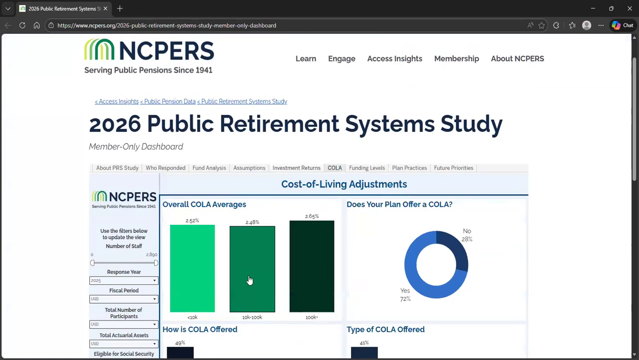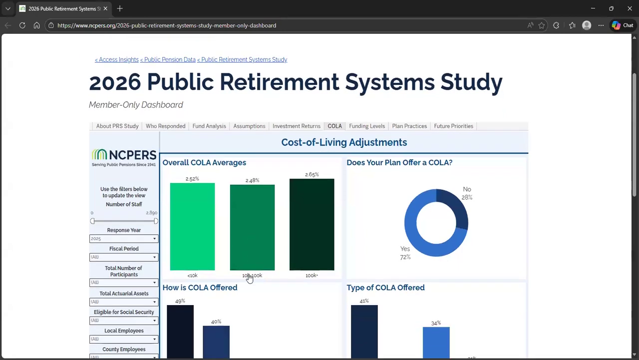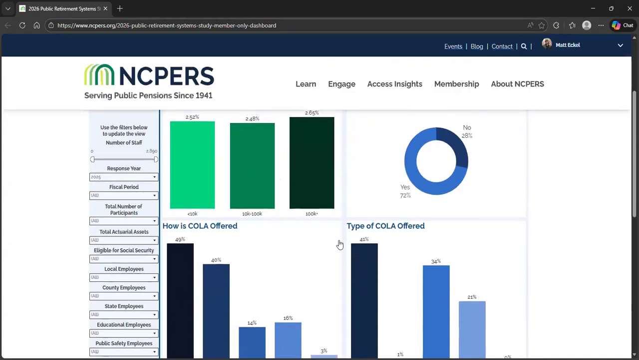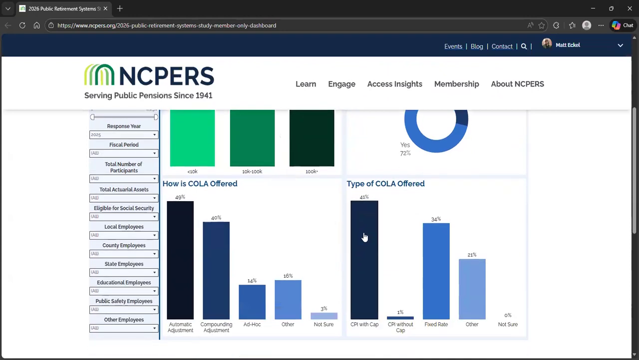The COLA tab focuses on how different plans manage cost of living adjustments for beneficiaries. Using filters along the left, users can see the proportion of different sets of plans that offer a COLA, the average COLA among those that offer one, the manner in which COLAs are offered, and the manner in which they're calculated.